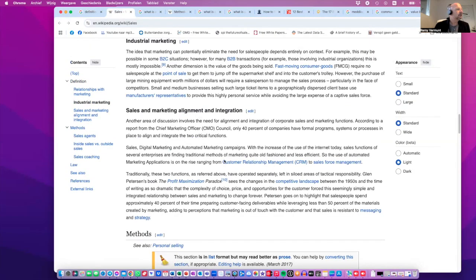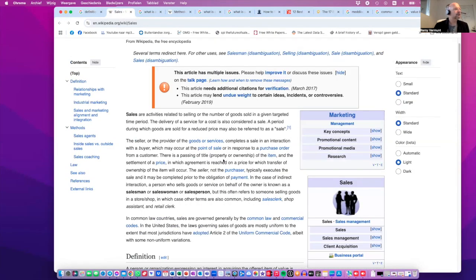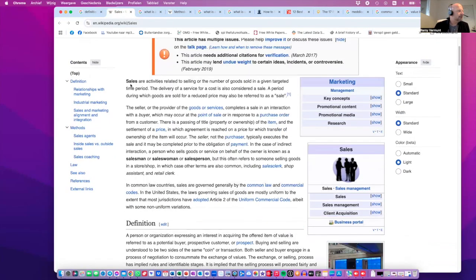What else? Several terms here. Salesman, selling, sale. Sales are activities related to selling or the number of goods sold in a given targeted time period. Well, like this one. The delivery of service for a cost is also considered a sale. Of course, that's a transaction itself.